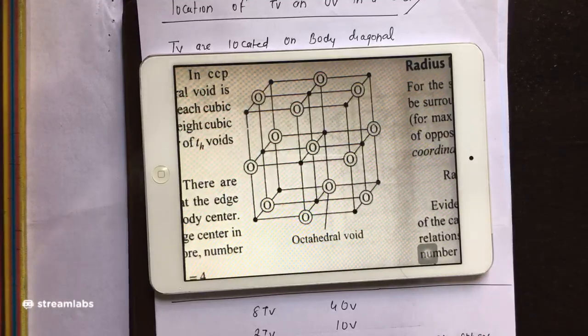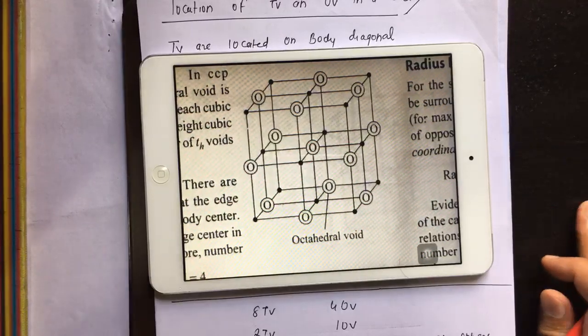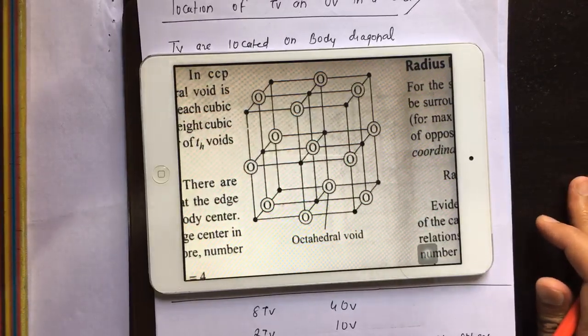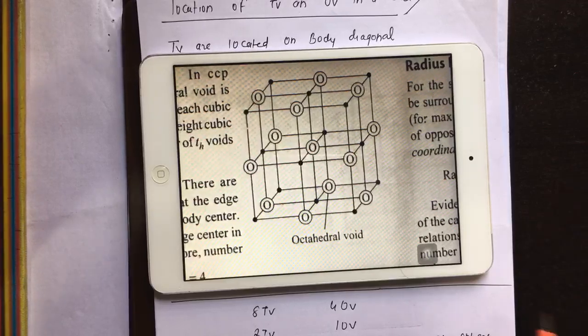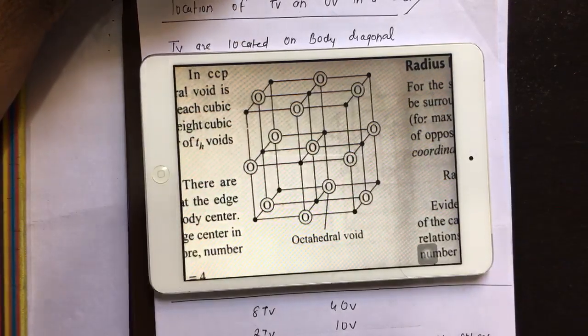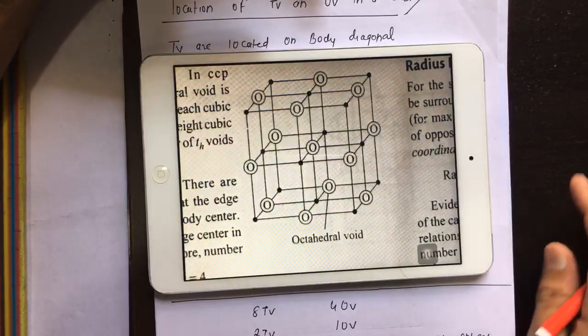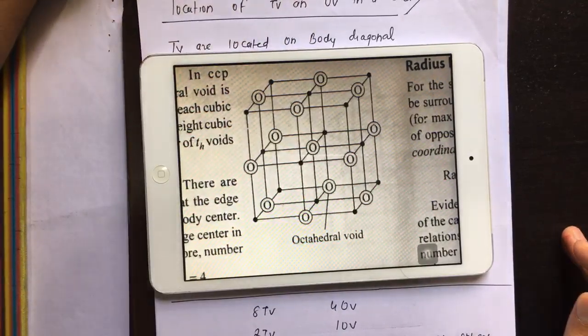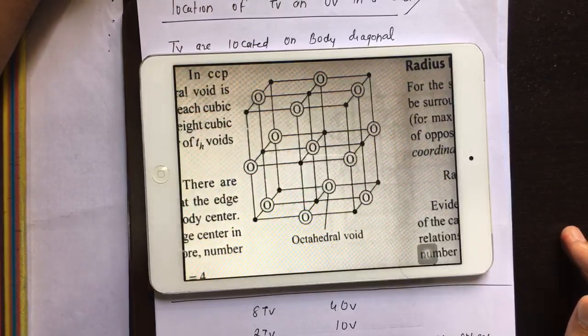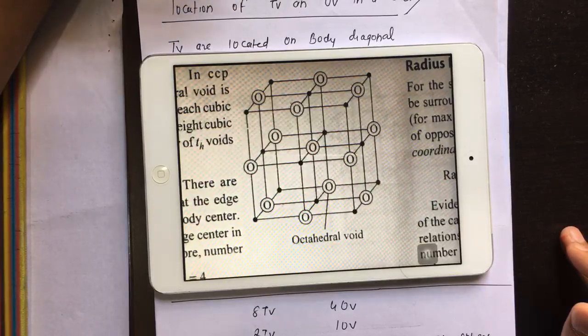I said the contribution is 1 by 4. There are a total of 12 octahedral voids at the edge center, so 12 into 1 by 4 is equal to 3. So the effective number of octahedral voids at the edge center is 3 only. And one full octahedral void is present at the body center. So 3 plus 1 is nothing but 4. 4 is the total number of octahedral voids. So we can check, as I said, there are 8 tetrahedral voids, and 4 octahedral voids effectively.